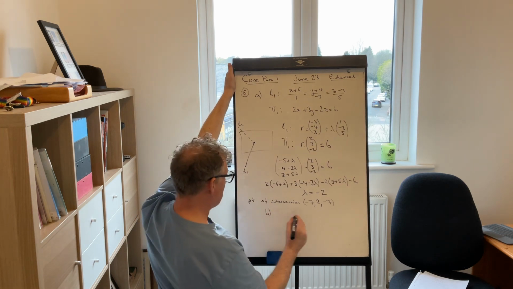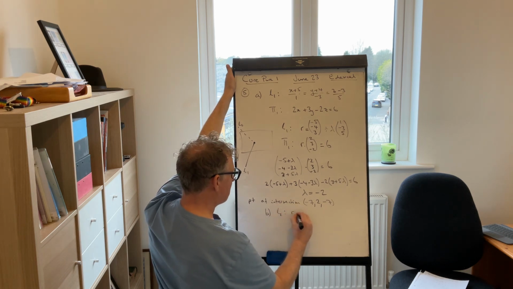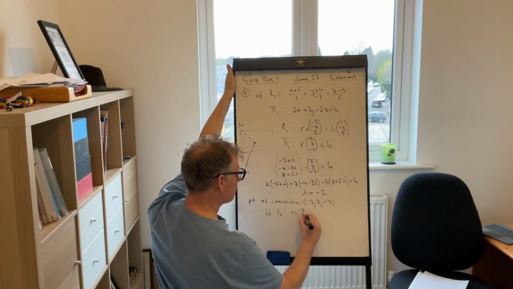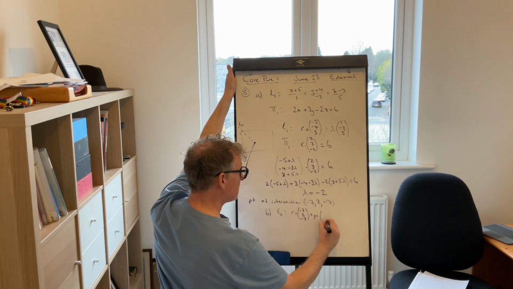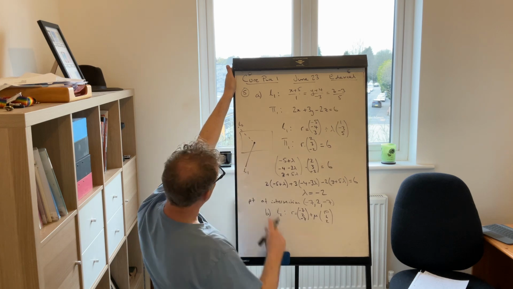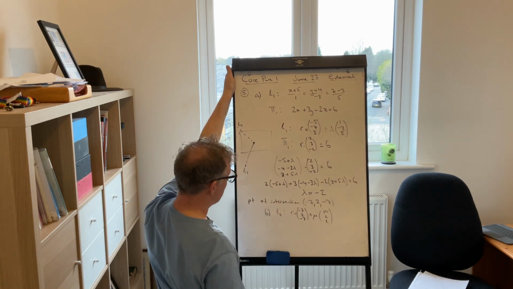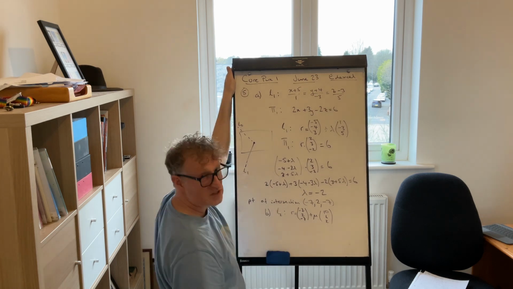And we need to show that L2 is going to have the vector equation of r equals (-7, 2, -7) plus mu (10, 6, 2). So we need to show that that line, which is a reflection of that line, has that equation. Okay, so a couple of things to point out.